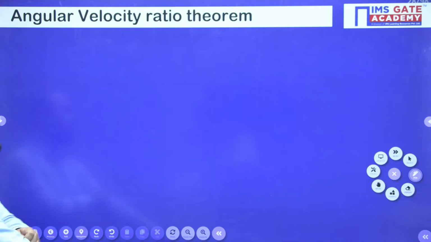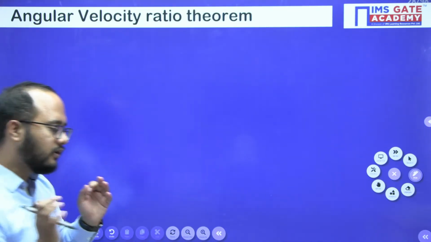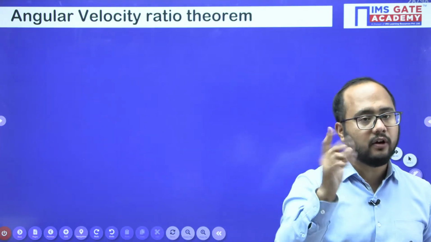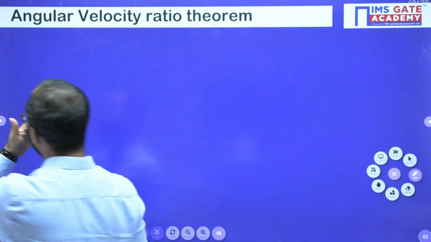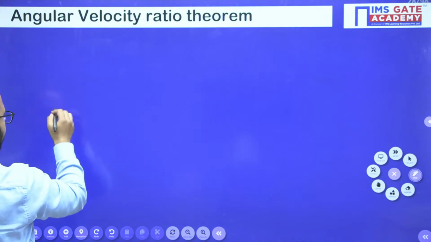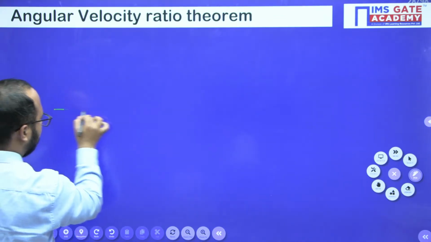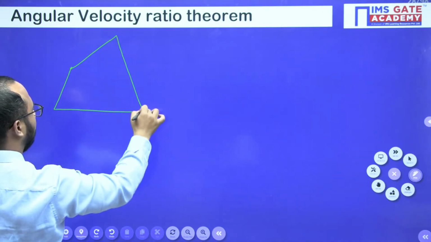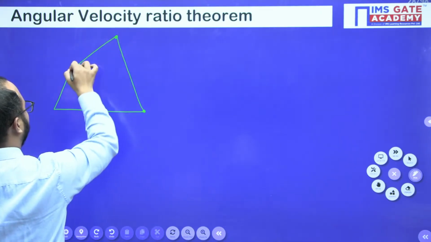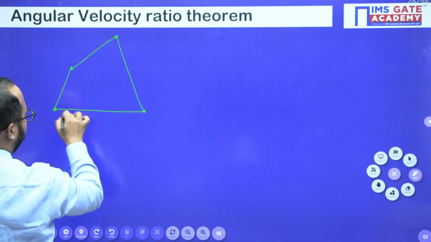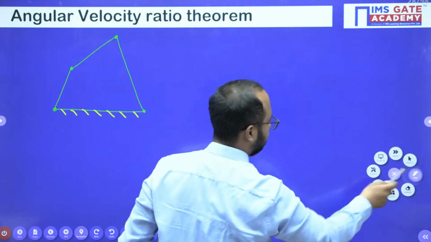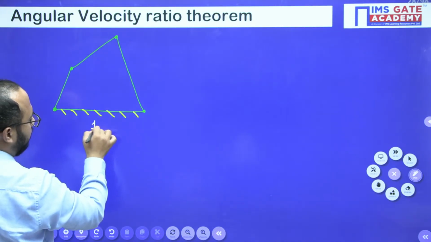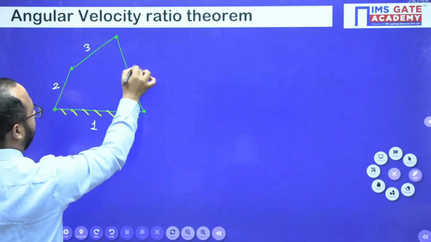Now coming to the angular velocity ratio theorem. Please, this is one of the most important theorems in order to solve any numerical with regard to simple mechanisms in which they are asking for the velocities. What we will do here, see first. I will take an example of a 4-bar mechanism here. Let's suppose we have link 1, link 2, link 3 and link 4.